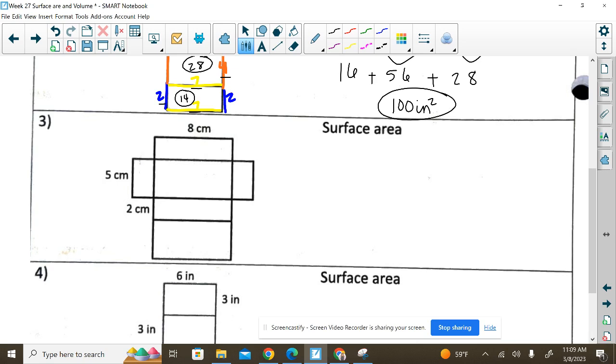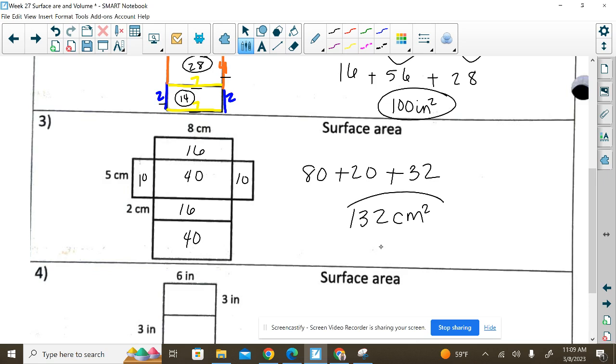Now we should have an area of 16, 16. We should have had an area of 10 and 10, 40 and 40. And you should have added those up, and you would have done 80 plus 20 plus 32, which gave you 132 centimeters squared.